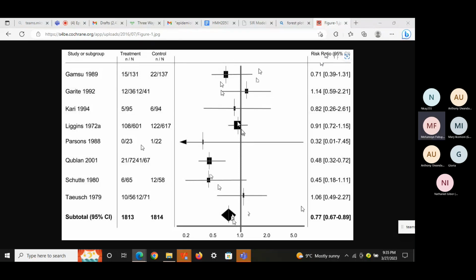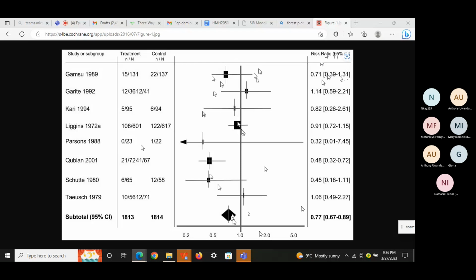So from here to here is the confidence interval for this study. This whole line is telling us the confidence interval. You can see this is 0.39 to 1.31. If you trace this line down, somewhere here is 0.39, and if you come here again and trace it down, somewhere here is 1.31. So the lines are showing the confidence interval, how wide it is.